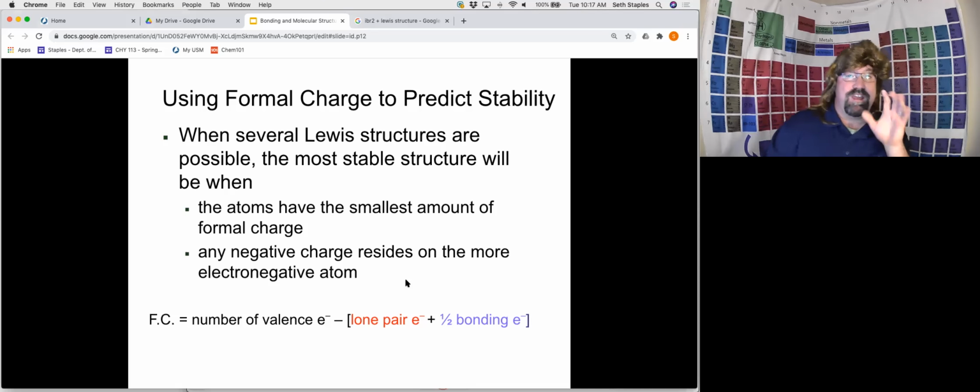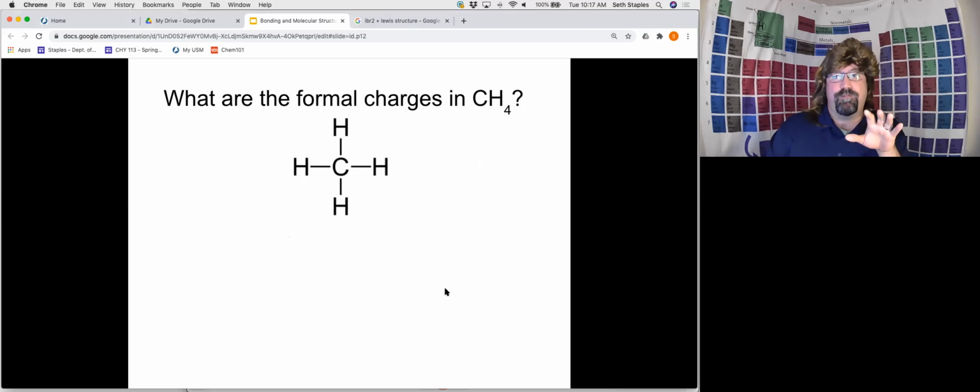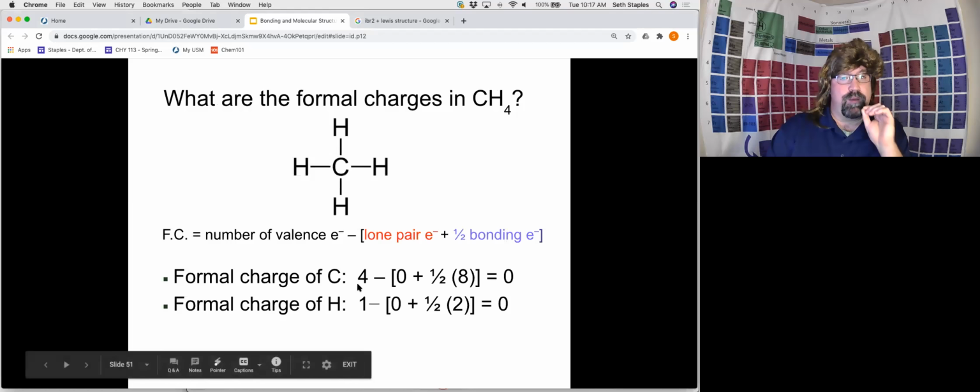All right, so let's look at using some formal charges. Let's start first at calculating the formal charges here in methane. So we're going to calculate the formal charges for each atom here. So to calculate our formal charges in carbon, remember we're going to calculate it this way.